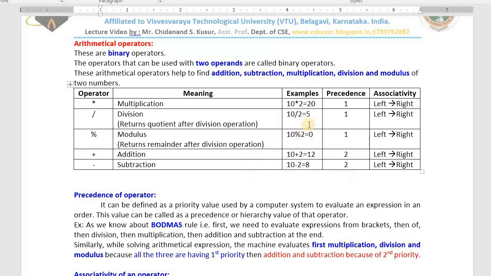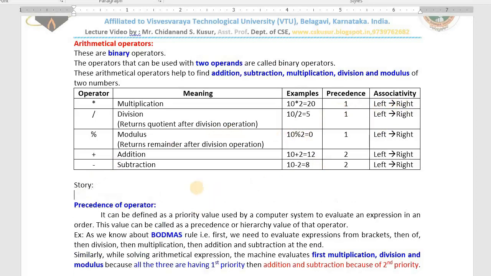Assume that one arithmetical expression is there. First we need to perform these operations. Which one will come at the left side first? Afterwards we need to perform these. Exactly what is precedence, what is associativity? I explain with one kahani, one story, one analogy example, so that you can understand precedence and associativity.